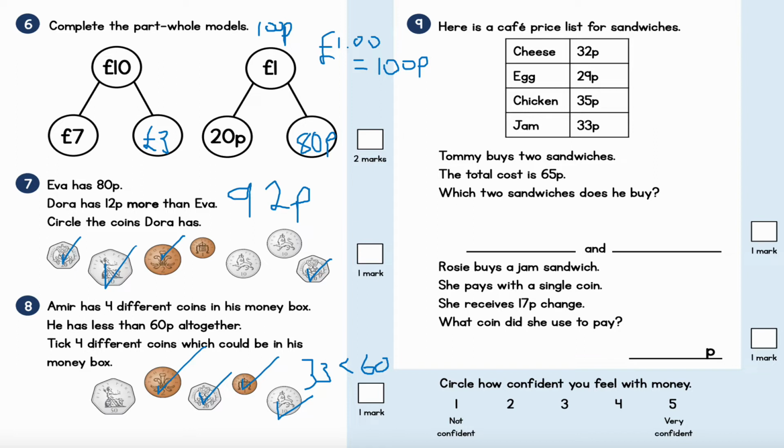This is question number 9. Here is a cafe price list for sandwiches. Tommy buys 2 sandwiches. The total cost is 65 pence. Which 2 sandwiches did he buy? Okay, so one way of working this out is trial and error. Or the second way is, if we look at the end numbers, the end number needs to add to give me a 5. So if I do 32 plus 33, so it's a little trickier. So rather than doing trial and error, I look at the end digit and I say, okay, well, I've got to make a 5 from 2 of these numbers. 2 plus 3 is 5. And 3 plus 3 is 6. So he had a cheese, okay.